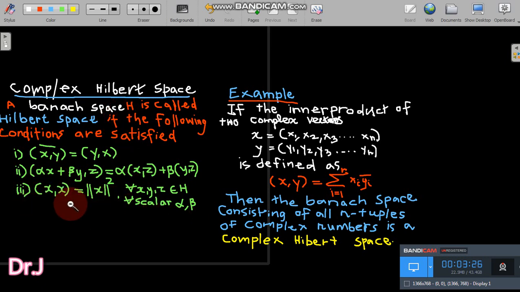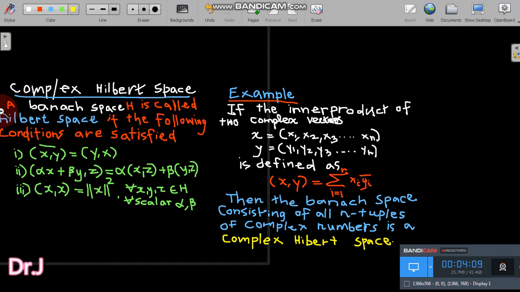Coming to the third condition, the inner product of x with itself must be equal to the norm of x squared. If these three conditions are satisfied, then we say that this is not just a Banach space, but it is a Hilbert space. A new name we are giving. Since it is described on the complex space, we call it a complex Hilbert space.